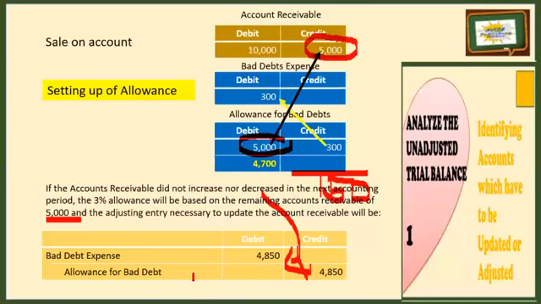So the journal entry will be debit bad debts expense 4,850 and allowance for bad debts credit 4,850. So you will have 3% of the remaining balance of the accounts receivable. 3% times 5,000 will be 150. 150 plus 4,700, that becomes 4,800.